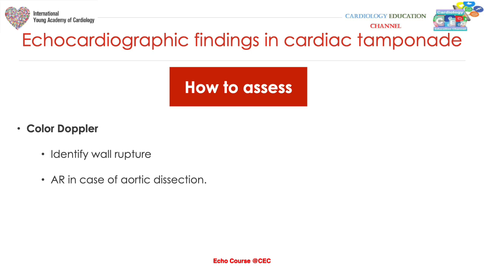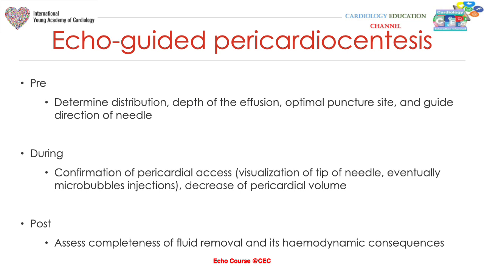The color Doppler here may help you to identify if there is wall rupture in case of a complication of myocardial infarction, or you may detect AR in cases of aortic dissection if the effusion is a secondary complication to aortic dissection.